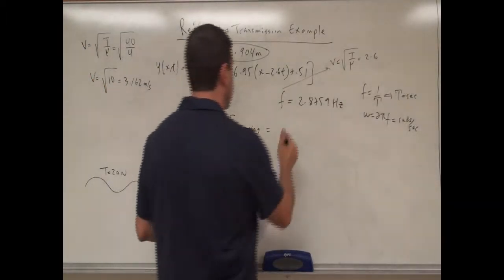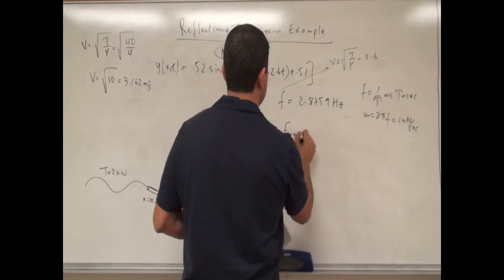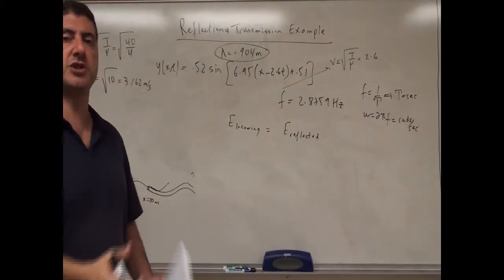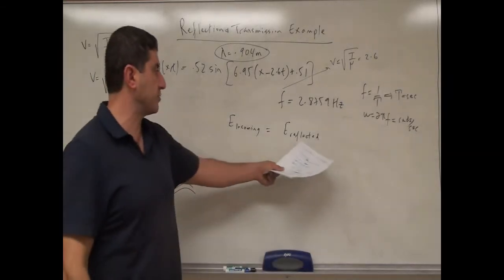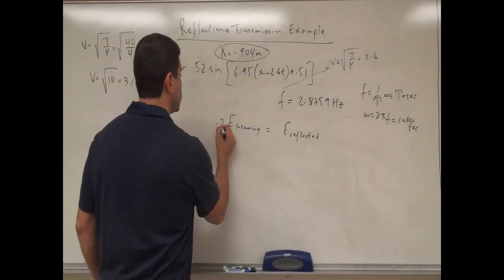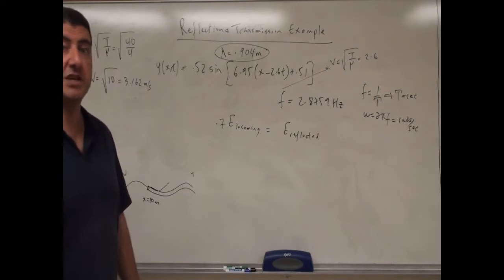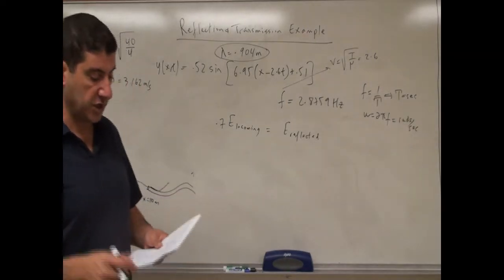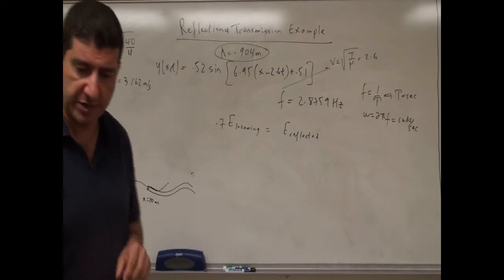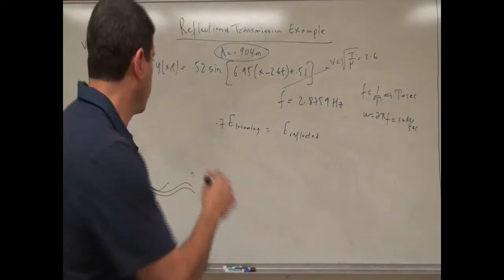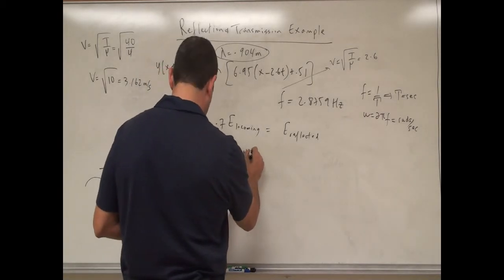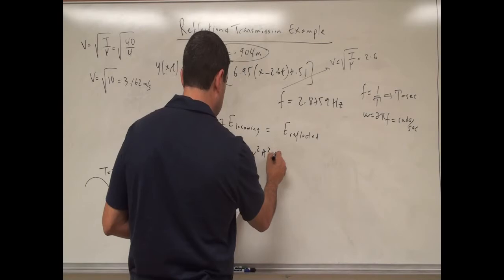The energy of the incoming wave and the energy of the reflected wave. Well, it was told to us that 70% of the energy reflects back. So that means the energy of the reflected wave is 0.7 of the energy of the incoming wave, right? It's 70% of the incoming wave's energy. What's the equation for the energy of the incoming wave? Okay, the energy of the incoming wave is equal to 1/2 times mu times omega squared, a squared times lambda.